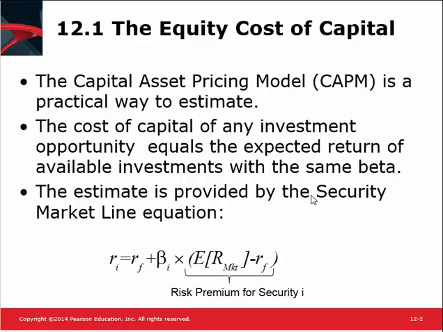So how do we figure out what that number is? Well, we can start with calculating the equity cost of capital. We would use the capital asset pricing model as one of the ways that we could do this. Of course, we need to know what? We need to know beta. We need to know what the risk premium is from the market. And then, of course, we also need to know the risk-free rate of return. But this will provide us with what the equity cost of the company is.